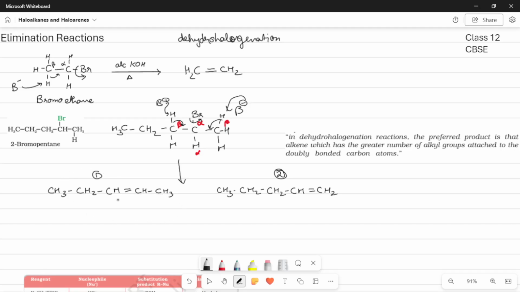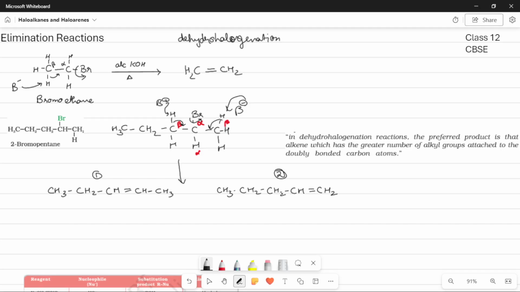Okay, so between this and this, the double bond has a carbon which is attached to one alkyl group. This carbon is attached to another alkyl group. Okay, this is an ethyl, this is a methyl group. On the other hand, in this double bond, you have this carbon attached to two hydrogen atoms, and this one is attached to a propyl group, right?